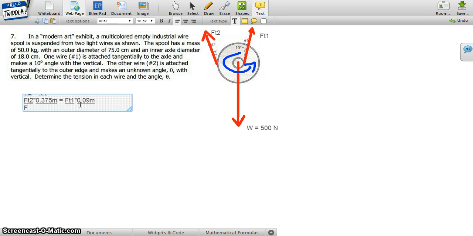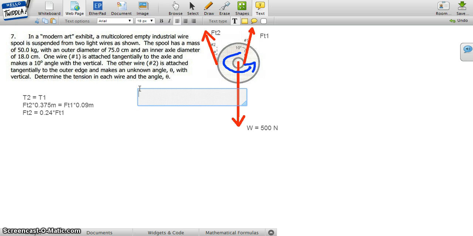And so I find that Ft2 equals 0.24 times Ft1. Okay, so I have one equation, two unknowns there. So that's not really going to be very helpful at this point. So let's see if I can figure out some other equation.